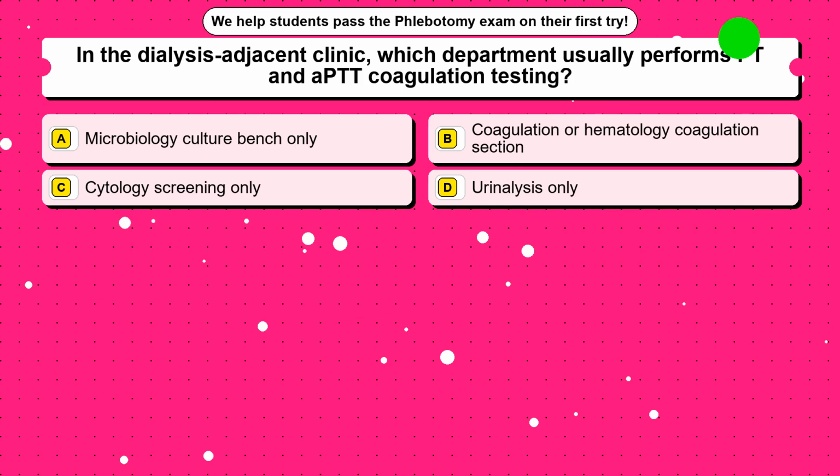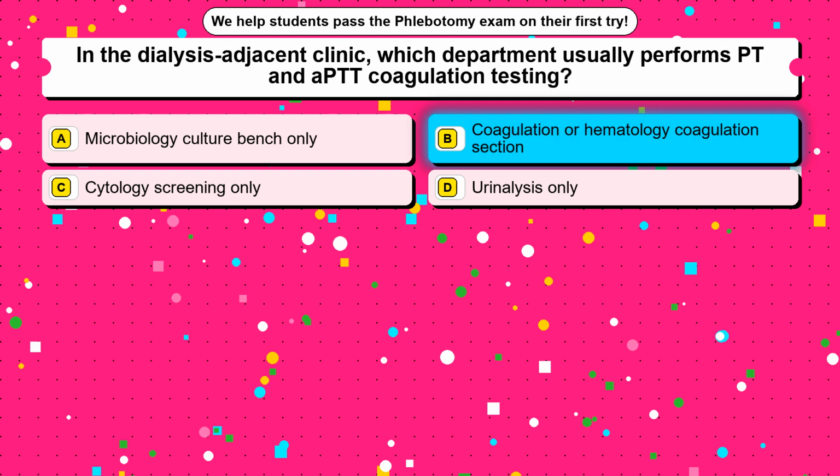Question 93. In the dialysis-adjacent clinic, which department usually performs patient and APTT coagulation testing? Option A: microbiology culture bench only. Option B, coagulation or hematology coagulation section. Option C, cytology screening only. Option D, urinalysis only. The correct answer is option B, coagulation or hematology coagulation section.